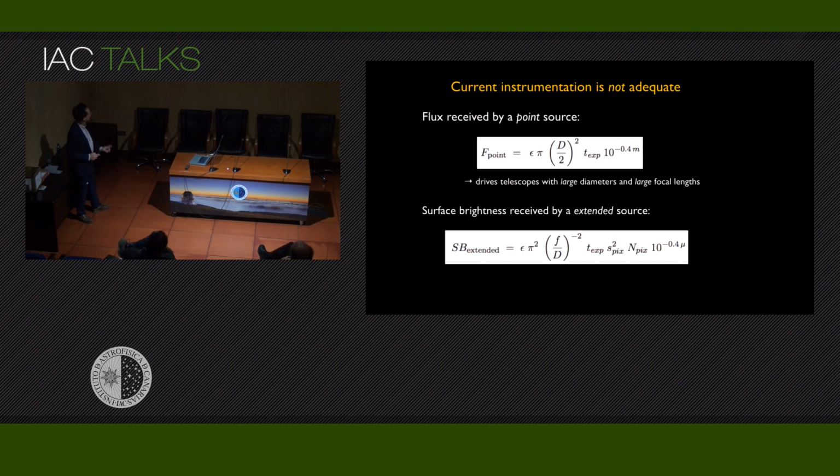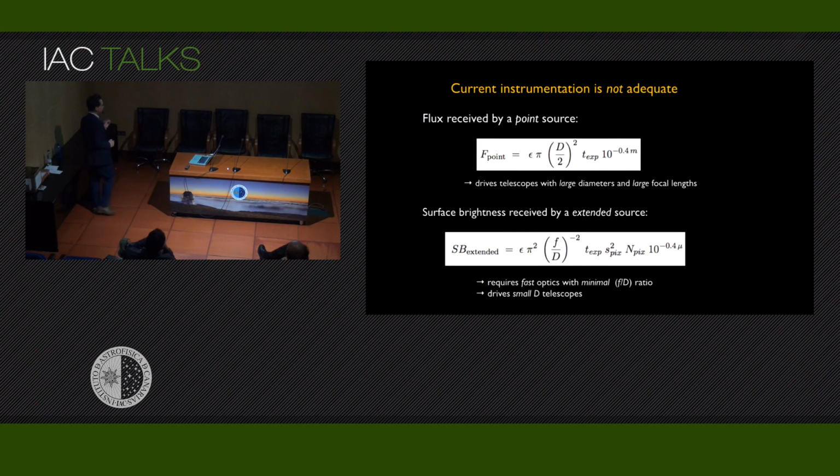Now, if you look at low surface brightness, what you really want is very fast optics, the ratio between the focal length and the diameter squared. And so this drives very fast optics with a minimal F/D ratio. Okay? And so small is beautiful. So in the context of ELTs, this is a very dangerous statement. But the beauty of the thing is that you can actually use small telescopes to do this sort of science.